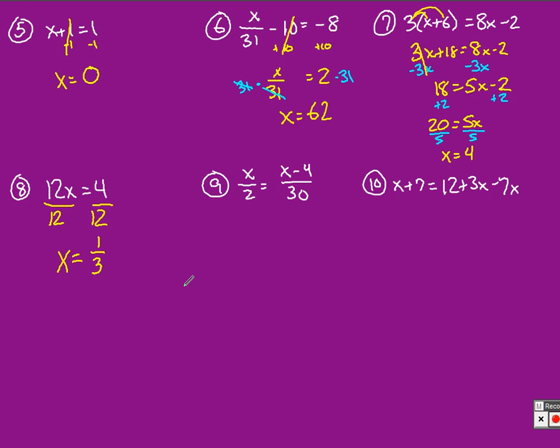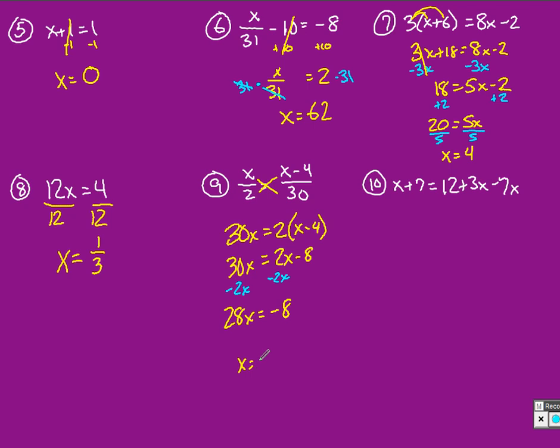Next couple, we got some cross multiplying. When we cross multiply, x times 30 is 30x, and then 2 times the whole thing of x minus 4. I'll distribute that through now and get 2x minus 8 equals 30x. From here, I need to get x's by itself. Let's bring this 2x over, subtract 2x from both sides. That leaves you with 28x equals negative 8.